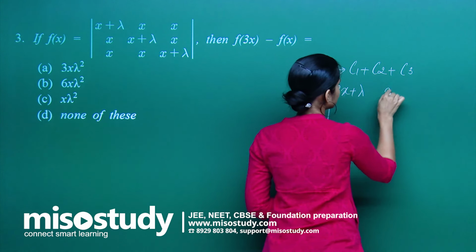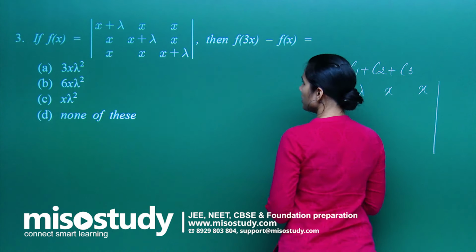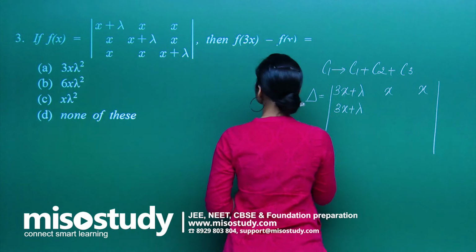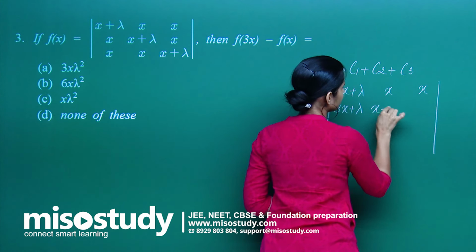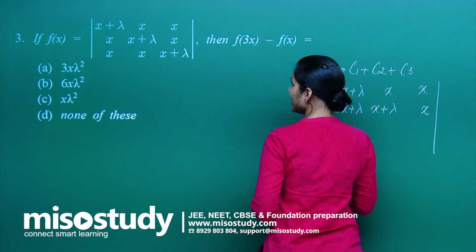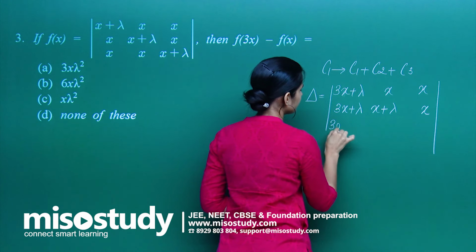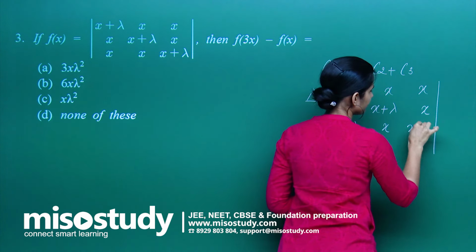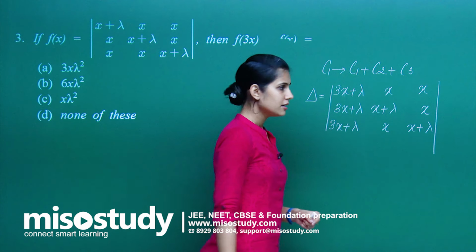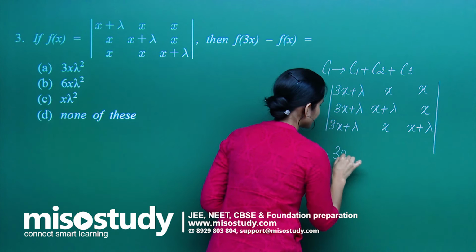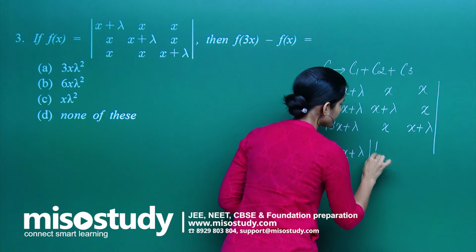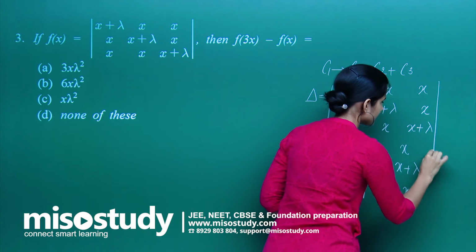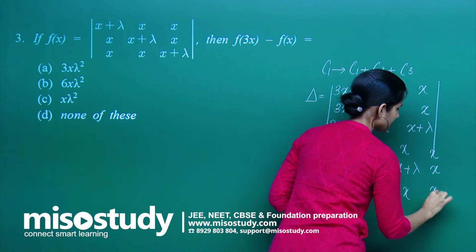And then you have x, x. Then again in the next row you have 3x plus lambda, x plus lambda, x, and again you have 3x plus lambda, x and x plus lambda. 3x plus lambda can come out common. I am left with 1, 1, 1, x, x plus lambda, x, x, x, x plus lambda.